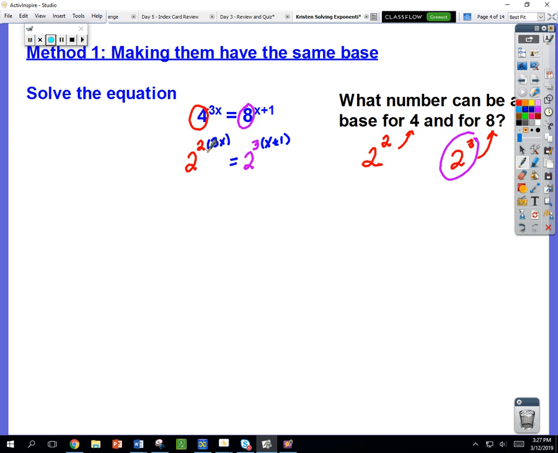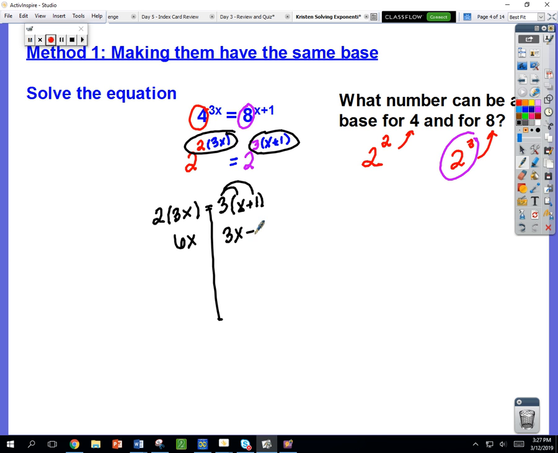So now, if 2 to this power is equal to 2 to this power, then that means these two exponents have to be equal. So now I can solve my equation, saying that 2 times 3x is equal to 3 times x plus 1, and I can solve for x that way. On this side, 2 times 3x is 6x. Distribute here, and I get 3x plus 3. Solve to get x by itself, and x is 1.